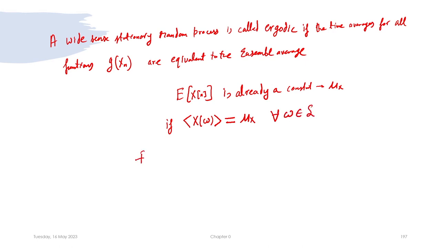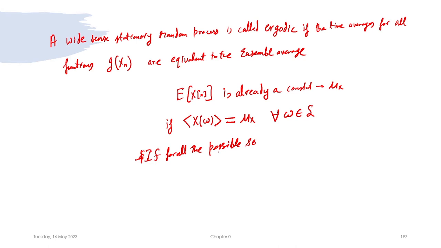so if for all the possible, in layman terms, obviously this is not the very strict definition of ergodicity, but for the purpose of this course, this definition will suffice. You can look at another course on random processes if you want a more mathematically precise definition, but for the purpose of this course, we will stick to this definition. If for all the possible sequences, so actually this definition implies with probability 1, but we won't go into the intricacies of how probability 1 is different from all.